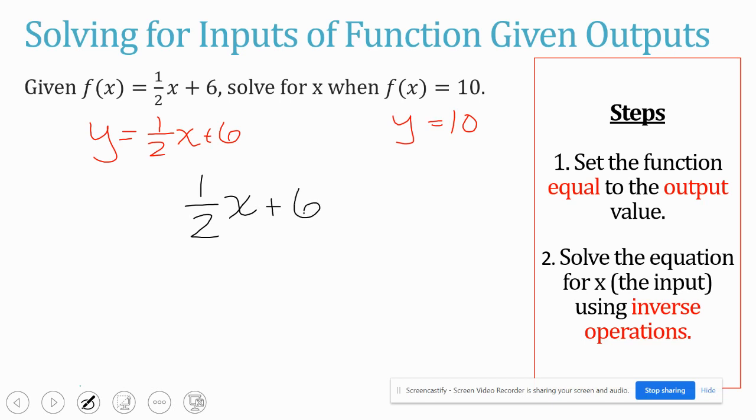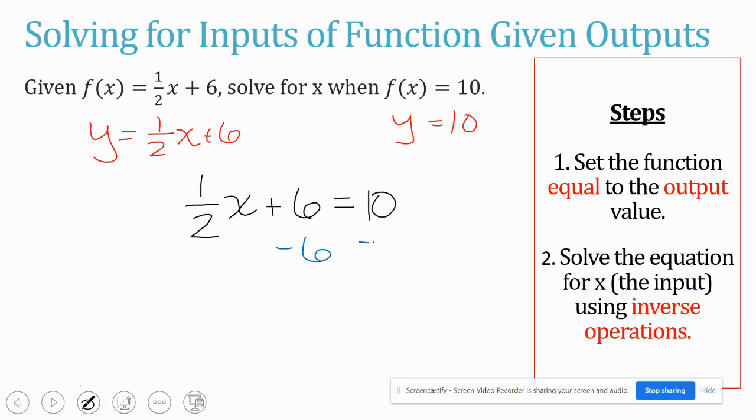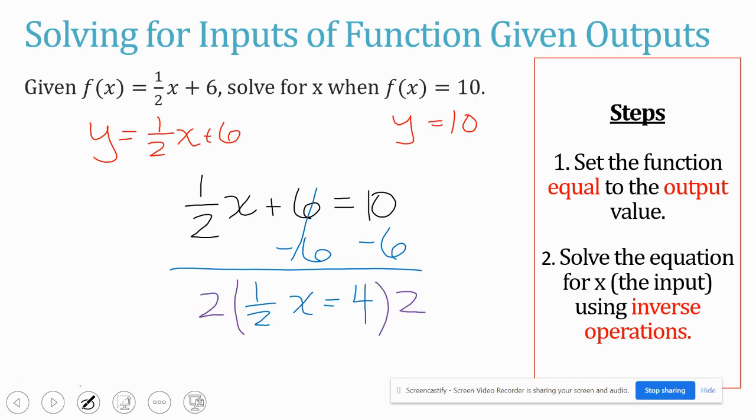There's a couple ways you can solve this equation because we have a fraction. You could multiply everything by 2 if you want to get rid of the fraction first. I think I'm going to just move the 6 over first. But either way would work. So you're left with 1/2 x is equal to 10 minus 6 is 4. And now to get rid of this fraction, we're going to do the opposite. We're going to use inverse operations, and I'm going to multiply by 2. So that cancels out, and we get x equals 4 times 2 is 8. Okay, so our input value here is 8, and our output value is 10.